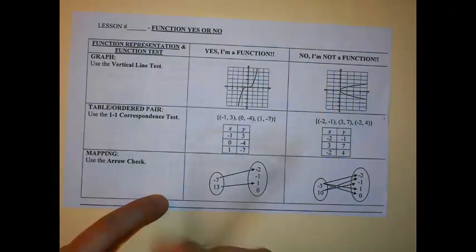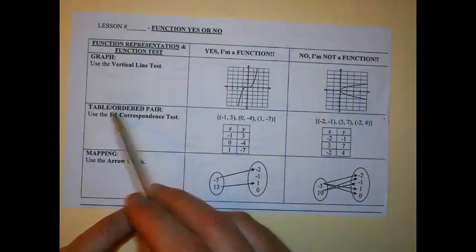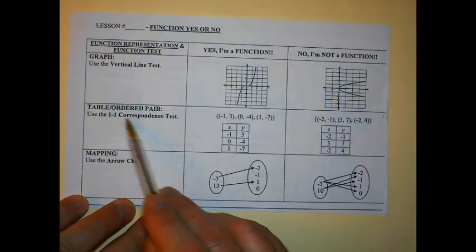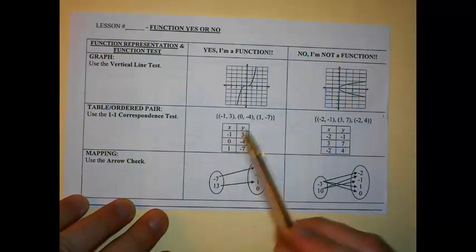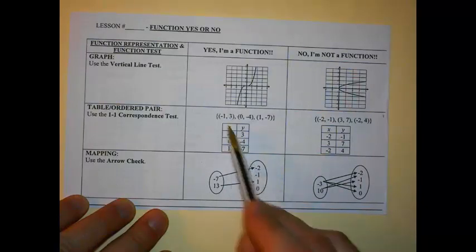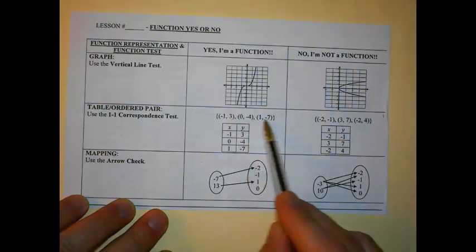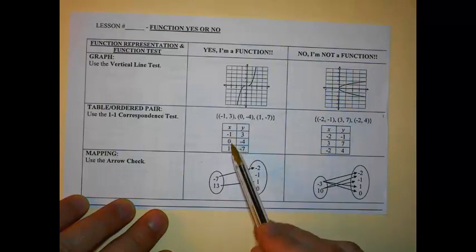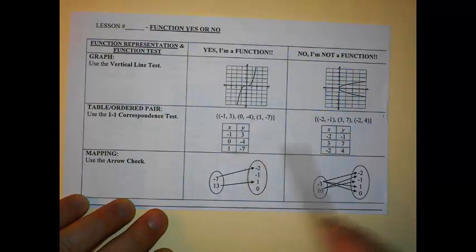Okay, functions can also come as a table, and when it comes as a table you want to make sure that you use the one-to-one correspondence test. In other words, you don't want the x value to repeat. Also, functions can come as a list of ordered pairs like this. If it comes as a list of ordered pairs, I would encourage you to change to a table, and once you have a table, it's very easy to see, does the x value repeat? And in this case it does not, so it is a function.